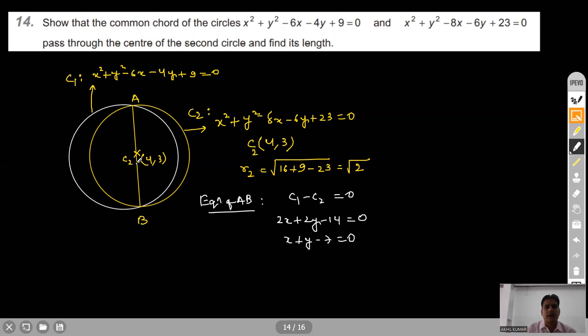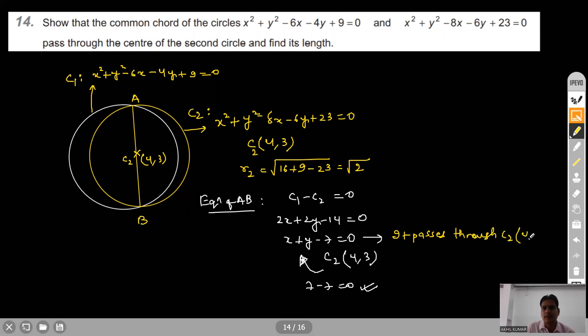Now let's put the coordinates of C2 here. Let's see whether it is satisfying or not. So coordinates of C2 is 4, 3. So let's put here. It will be 4 plus 3, 7 minus 7 is equals to 0. Yeah, so it means since it is satisfying, this line passes through C2. That has been proved. It passes through C2.